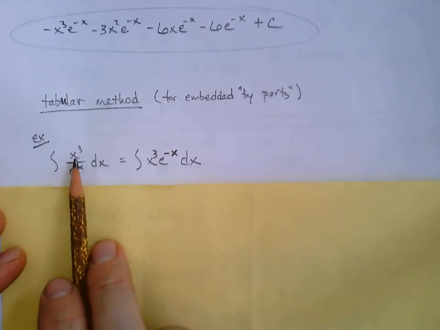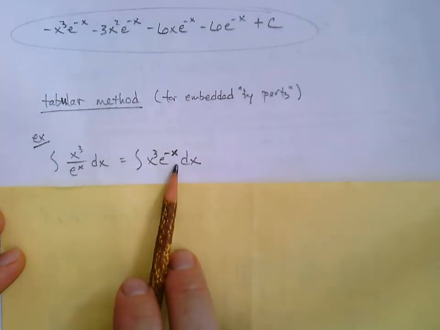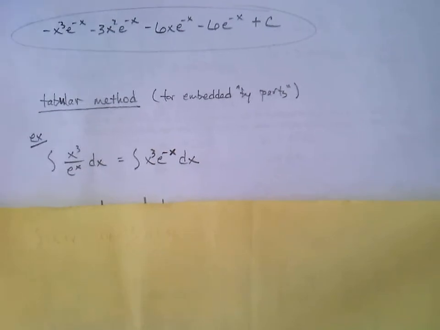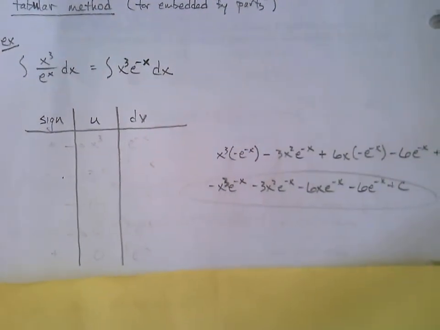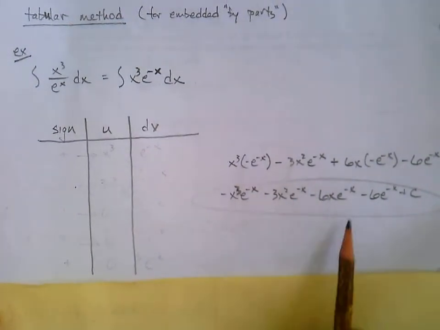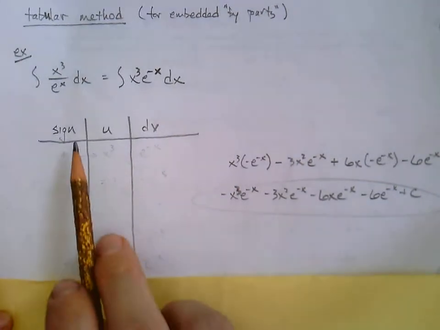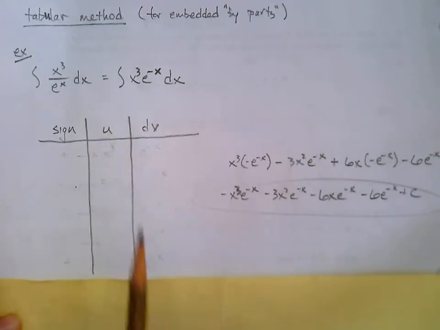integral x to the third over e to the x dx, which we immediately rewrite as x to the third e to the negative x dx. Okay. Now I've got the final answer out on the side here. Don't worry about that. You'll see where this comes from in a second. Here's how the table works. You have three columns: the sign, u, and dv.